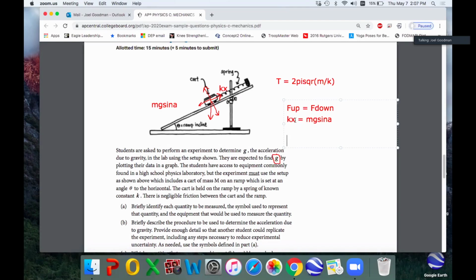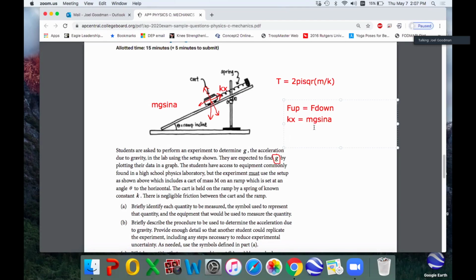How would you know how to measure what x is? You'd have to take the cart off, and they're going to want you to say that. You can't just say measure x. You're going to have to tell people what x is. In other words, take the cart off, have the spring come to its natural length, put the cart on there, and measure how far it goes to this equilibrium position where it comes to rest. Okay?